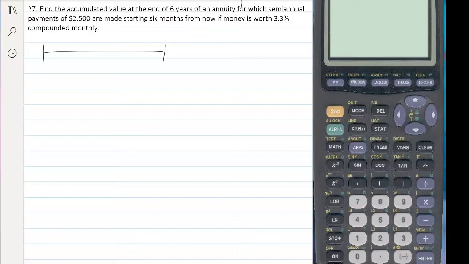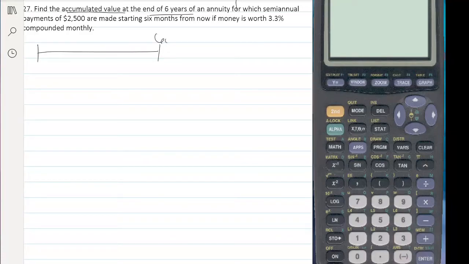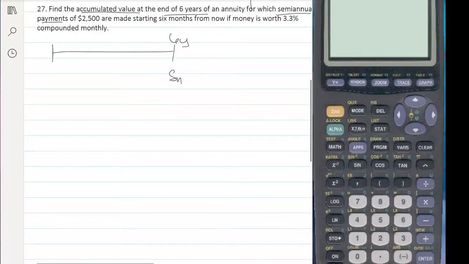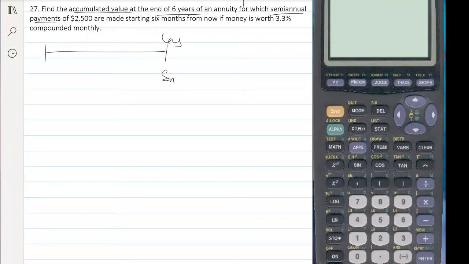So first thing we have to do is make our timeline to figure out what's going on. We have accumulated value, so that tells us we're doing some type of S sub n. And at the end of 6 years, so this is a 6-year mark, and this would be our S sub n, for which we have semi-annual payments. Semi-annual payments tells us that our old is 2, and that we're having these every 6 months.